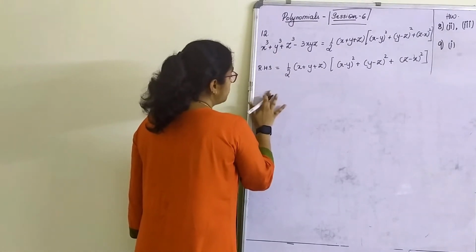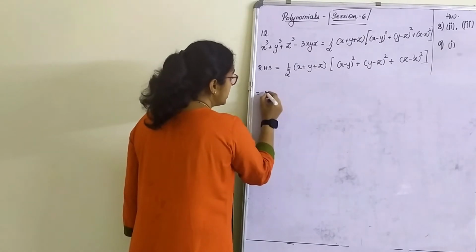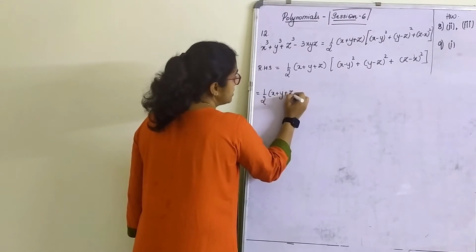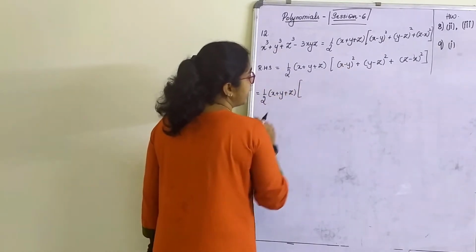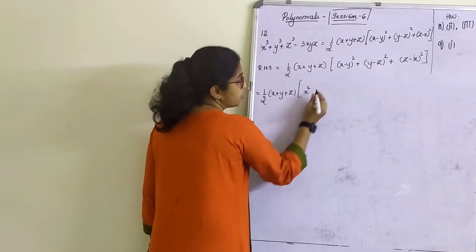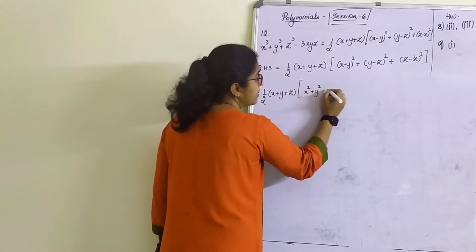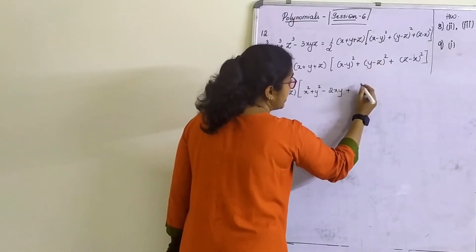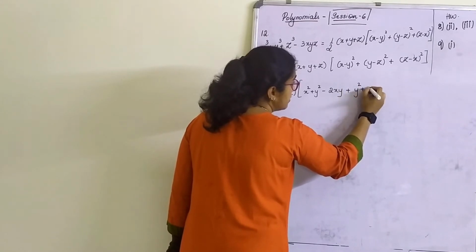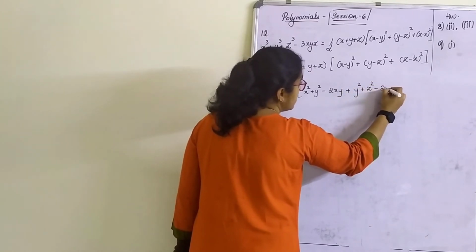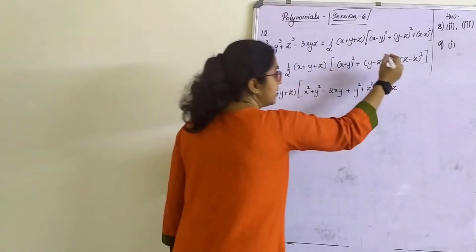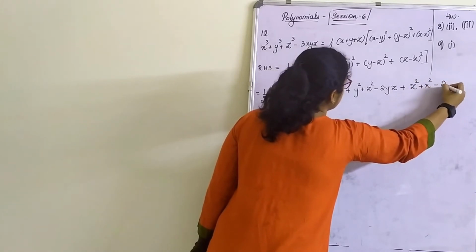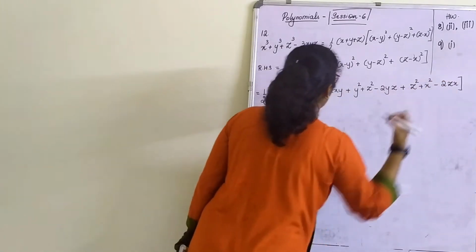Equal to, I will put an equal to sign here because it comes quite lengthy. Half of x plus y plus z as it is. x minus y whole square: x square plus y square minus 2xy. Plus y minus z whole square: y square plus z square minus 2yz. Plus z square plus x square minus 2zx.